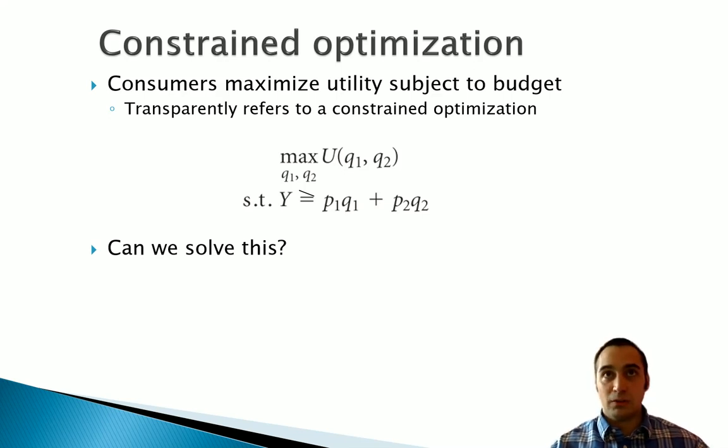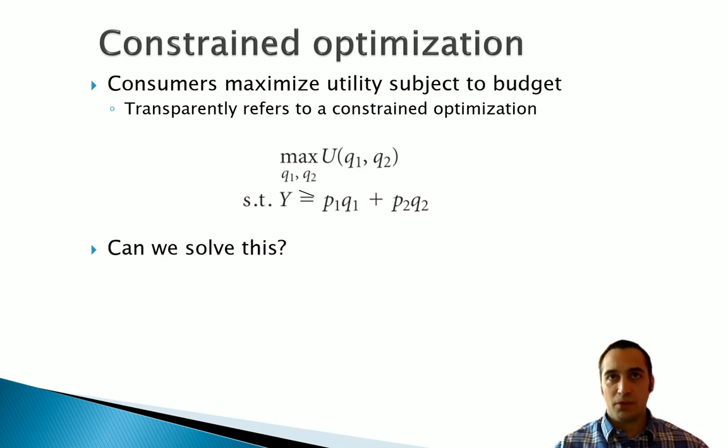Now, the reason we need these is because these will be the fundamental tools we apply in order to solve the consumer's maximization problem. So let's properly define the consumer's maximization problem. Imagine that your consumers are trying to maximize their utility function subject to some budget. This transparently refers to some sort of constrained optimization problem, right? We have our utility, which is a function of Q1 and Q2, and we want to maximize this function as long as our Y, i.e. the amount of money we have to spend, is at least as big as the addition of Q1 P1 plus Q2 P2.